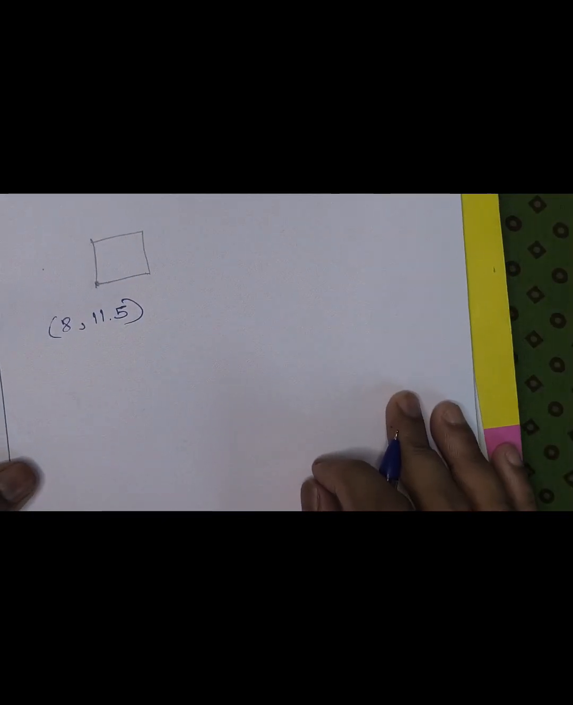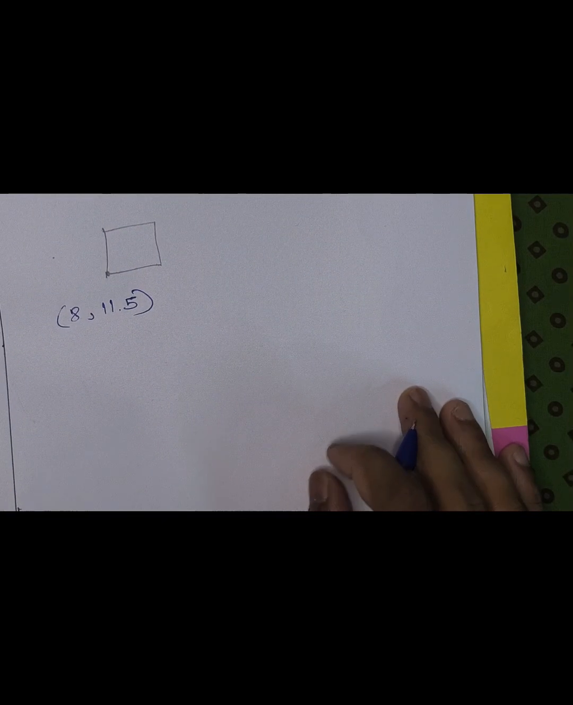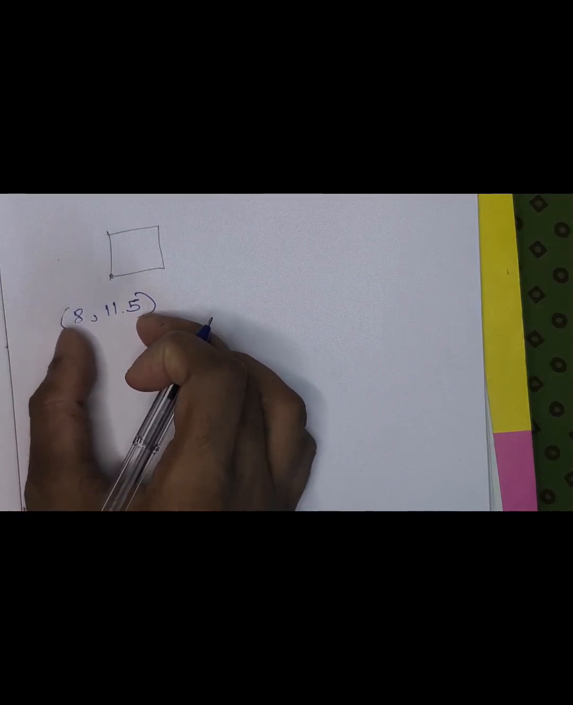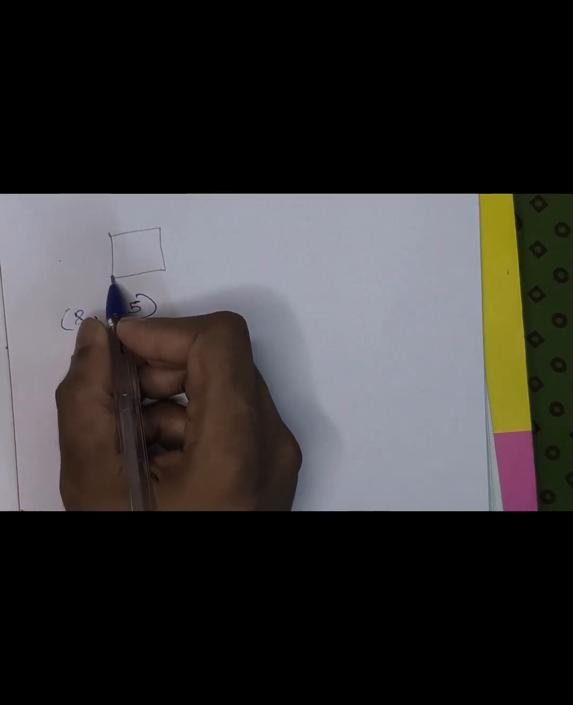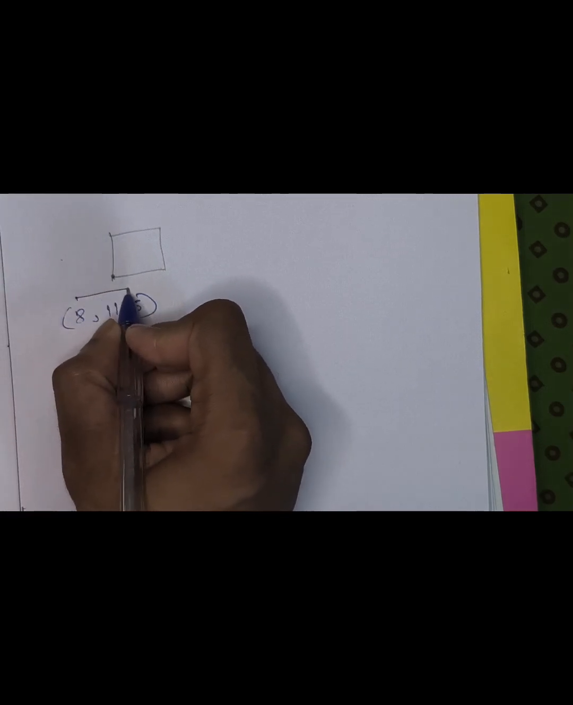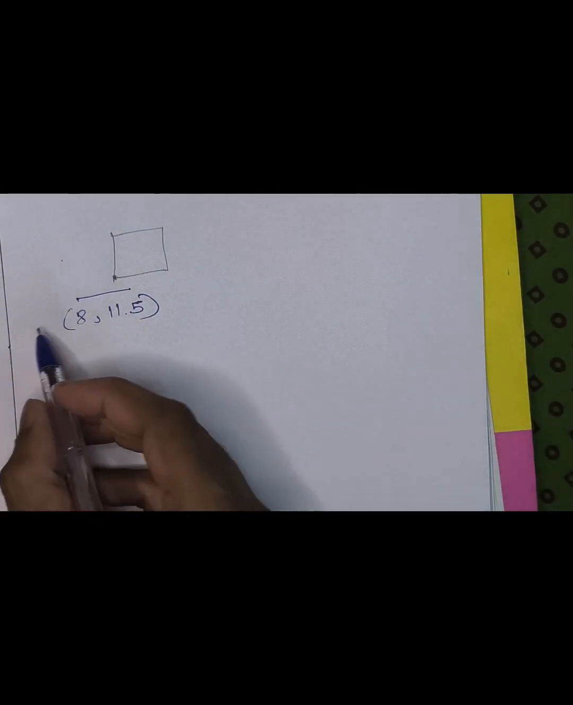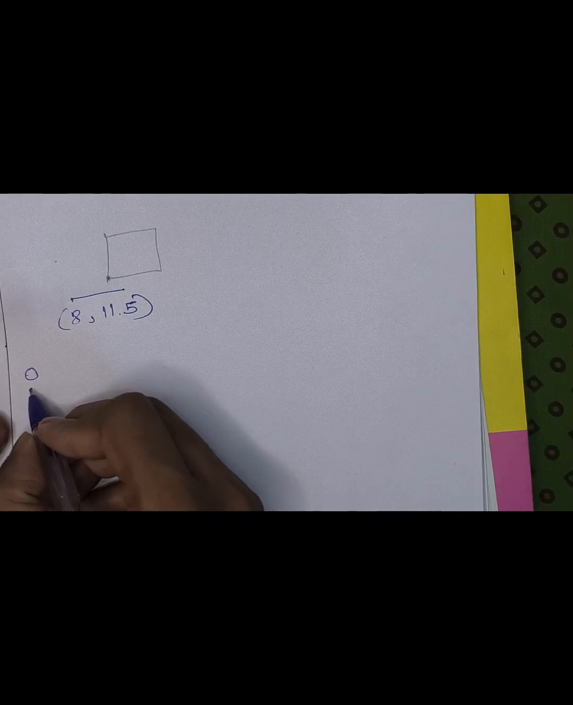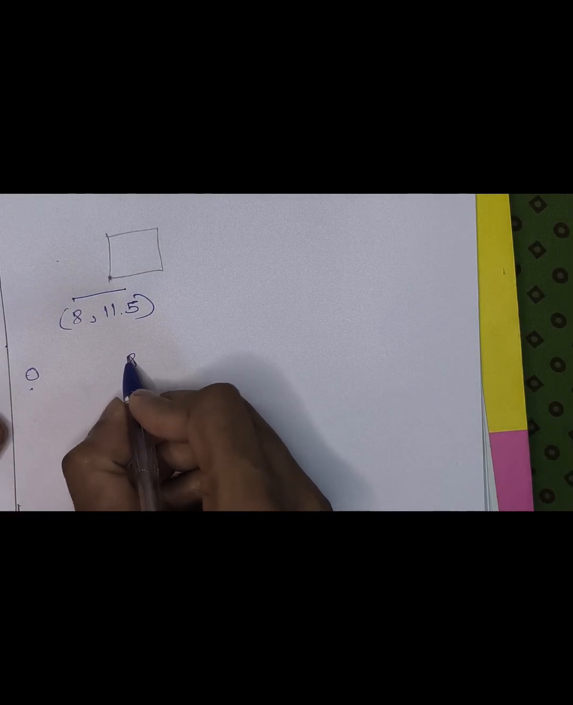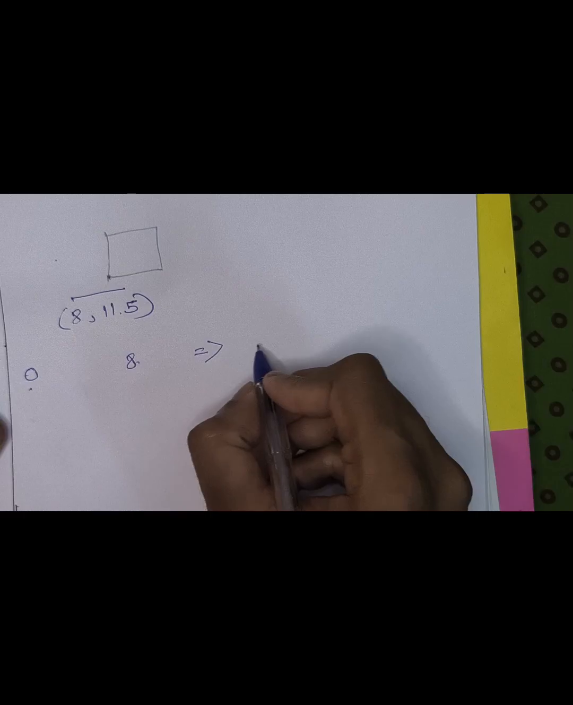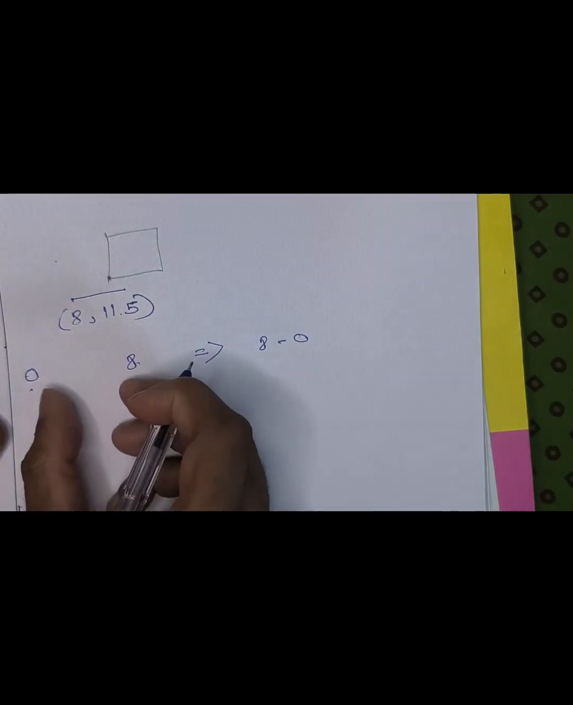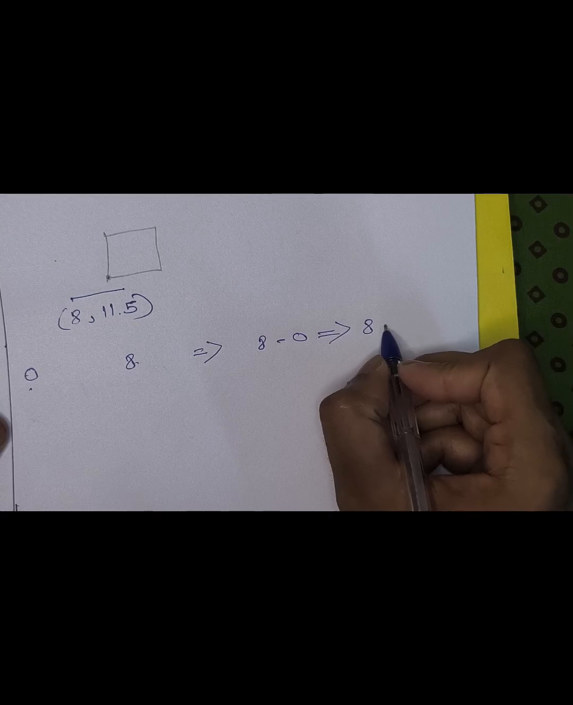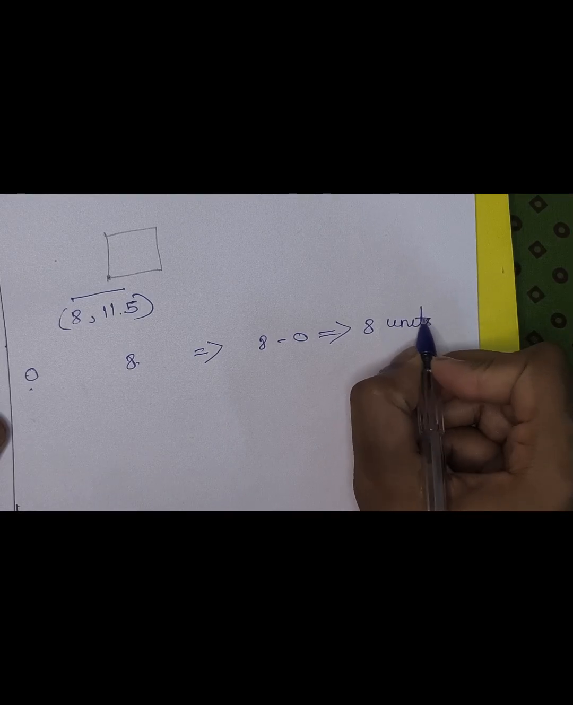Okay, see here friends, this is our door's point. The door's distance starts here and ends here, but they are asking from the left wall. So what is the left wall? 0, right? Where is the door starting? 8. So you have to subtract 0 from 8, the starting point. What will you get? 8. You have to write it as units.